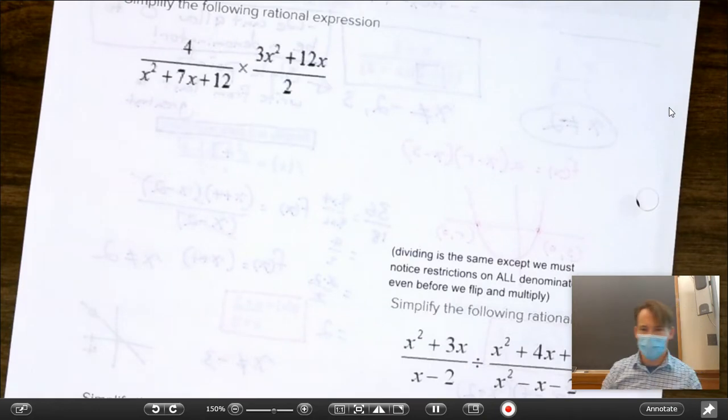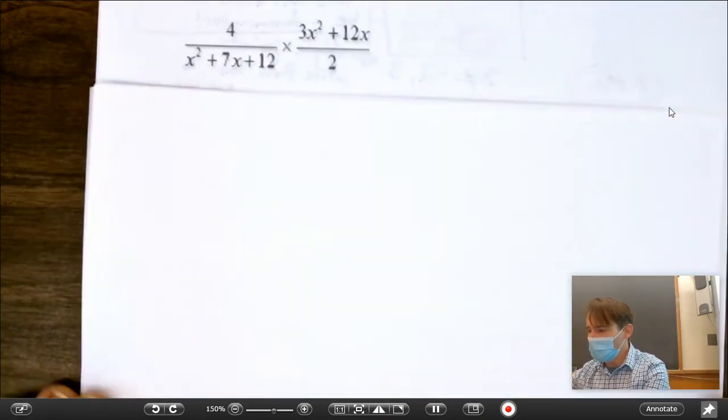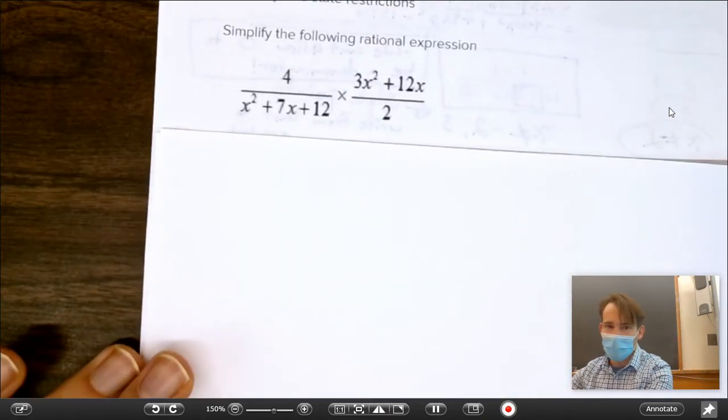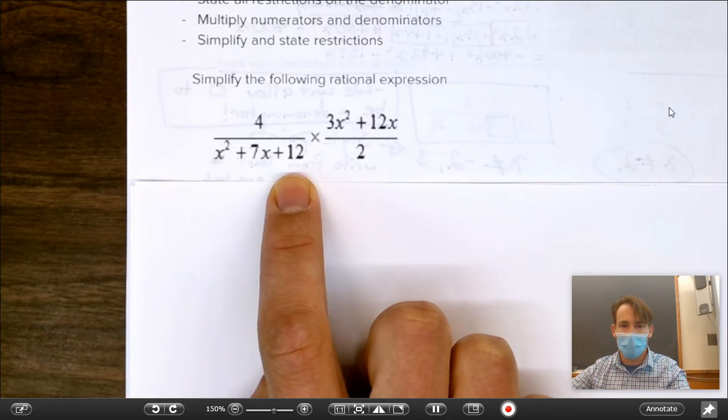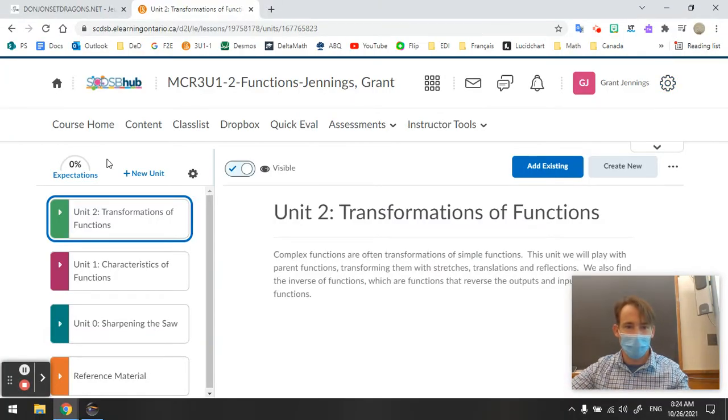Okay, now let's take a look at one more. Simplify this one. So go ahead and work ahead on this one. I'm going to pause the video. You're going to try to simplify this one as best you can, and then we'll meet back up and see if you've gotten it correct.